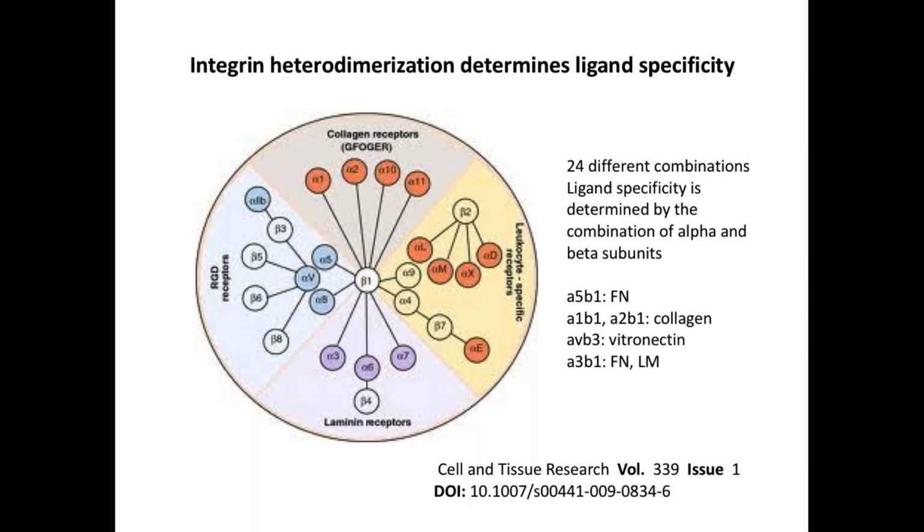There are other alpha subunits, like alpha 5, that heterodimerize with that same beta 1 subunit, but these form fibronectin or RGD receptors. So the alpha subunit will commonly change and use a common beta 1, which lets the cells bind different ligands. Sometimes the beta subunit changes, but many times the alpha subunit changes. And so this ligand specificity in the integrin family is due to these different combinations of heterodimers.